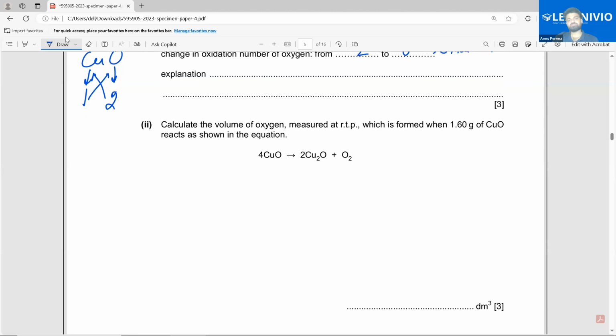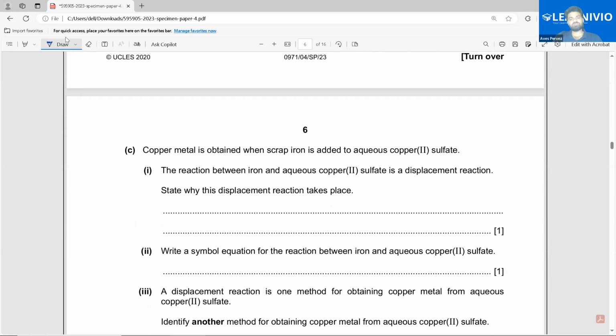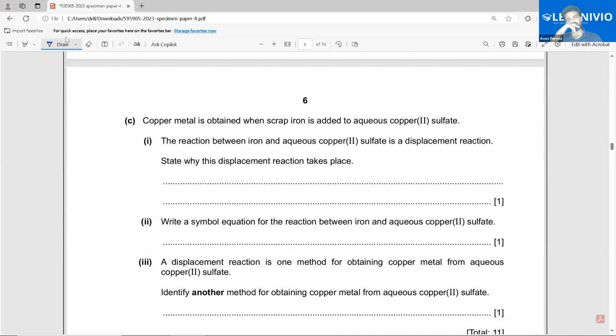Now, next. Calculate the volume of the gas measured at RTP. We have not done this one. Next: copper metal is obtained from scrap iron added to aqueous copper sulfate. It's very simple. The reaction between iron and aqueous copper sulfate is a displacement reaction. State why this displacement reaction takes place.